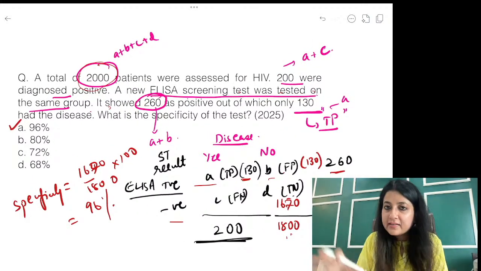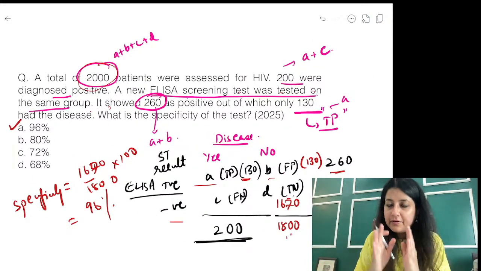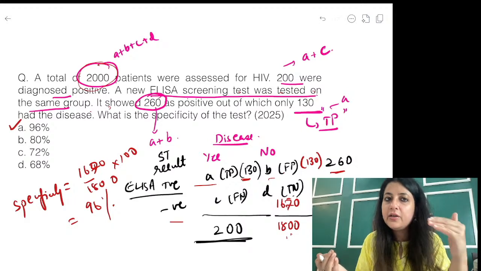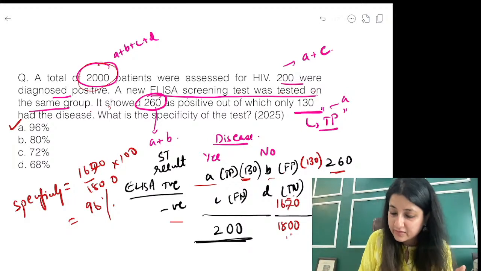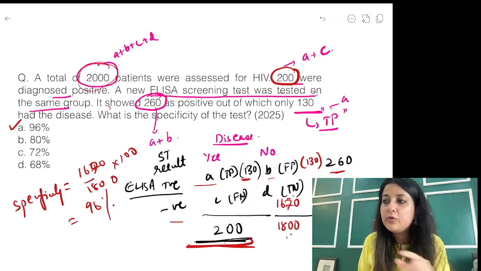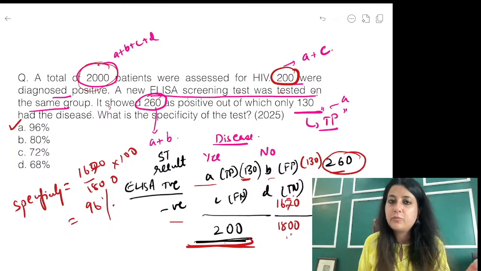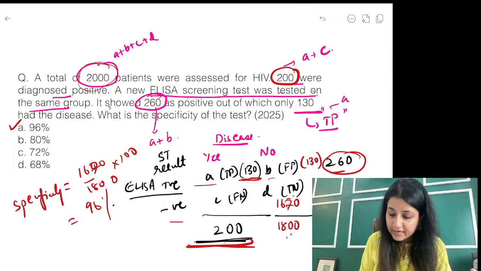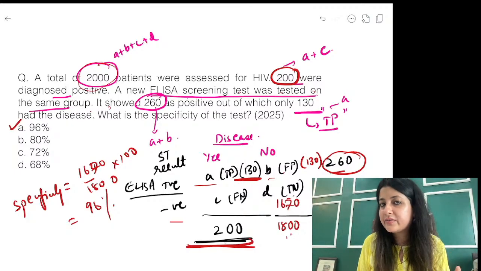Look, all together 2000 people. Read with me once. A total of 2000 patients were assessed for HIV. 200 were diagnosed positive. That means 200 are positive, disease yes, 200. Now I'm trying to do an ELISA. ELISA gave me 260 as positive. ELISA is a screening test, but out of that only 130 actually have the disease. Got it? So these values were given.